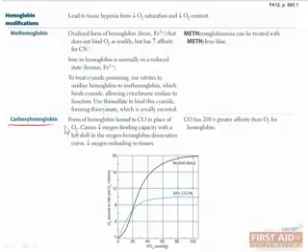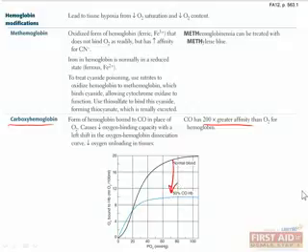Carboxyhemoglobin is typically caused by carbon monoxide poisoning, where hemoglobin binds to carbon monoxide rather than to oxygen. In fact, carbon monoxide has almost 200 times greater affinity for hemoglobin than does oxygen. Carbon monoxide binding means that there is less hemoglobin available for oxygen transport, as you can see in this graph.